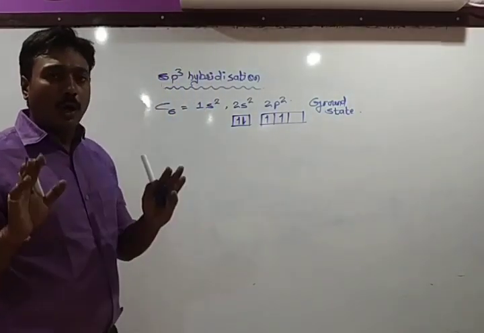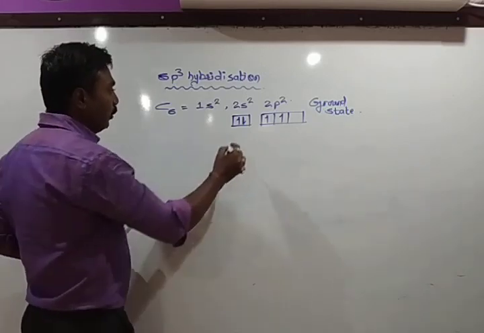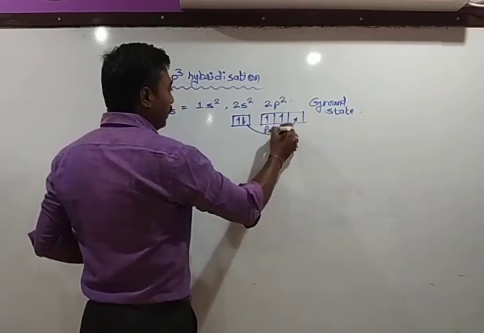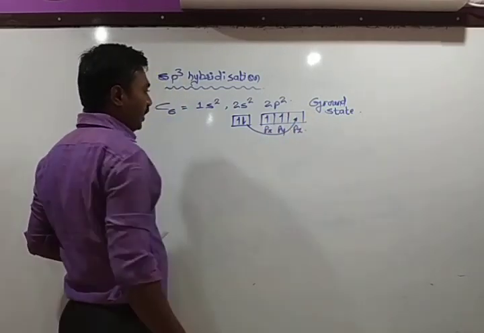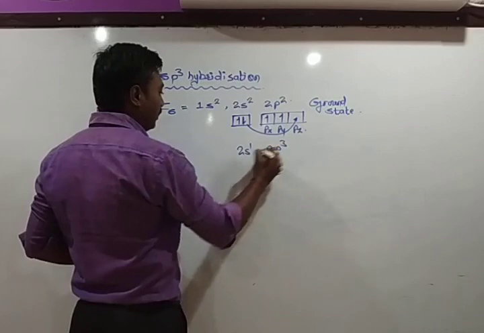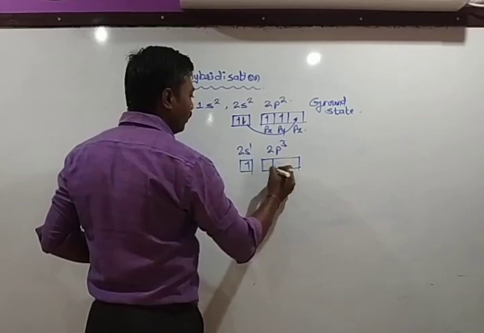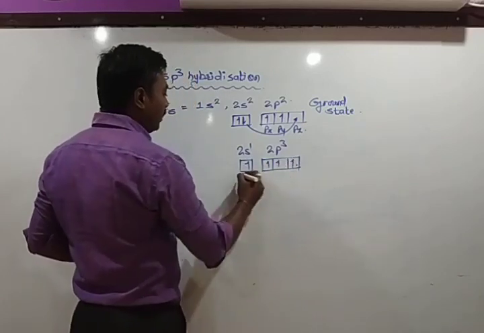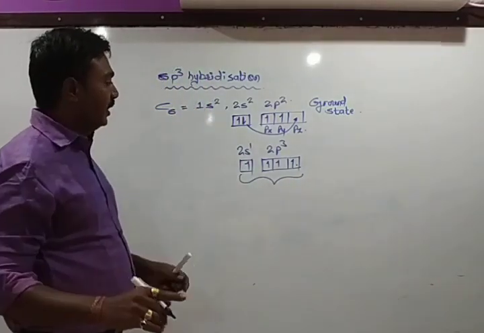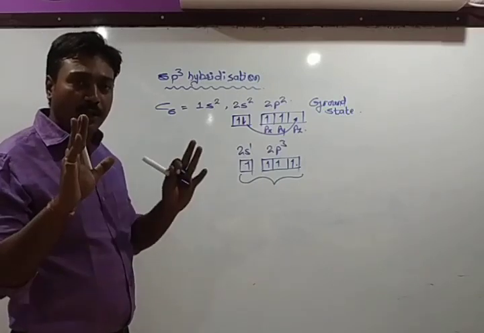But according to the extra stability rule, this electron moves to the pz orbital, and the most stable electronic configuration of carbon is observed as 2s1 and 2p3. Hence, the actual valency of carbon is 4. In organic chemistry, we must know that the valency of carbon is 4.